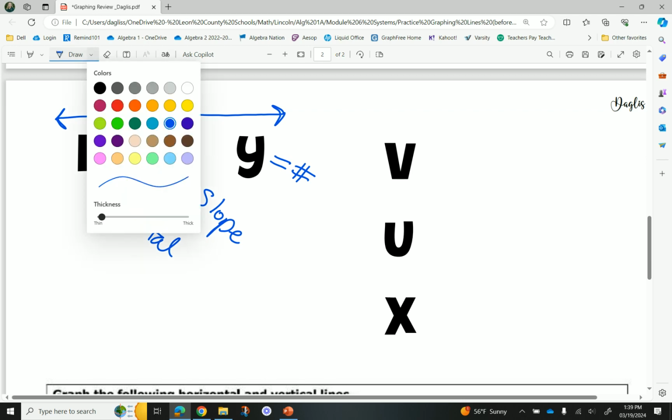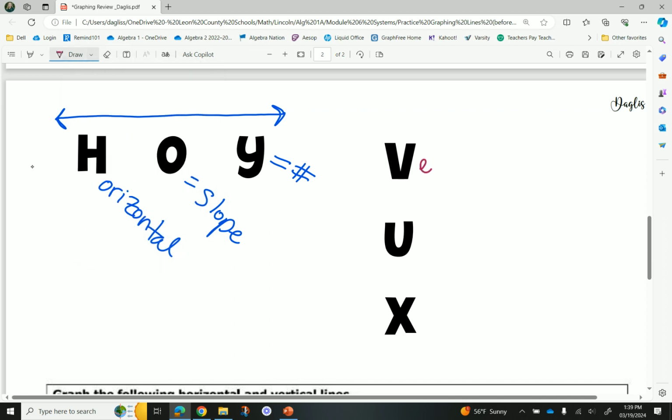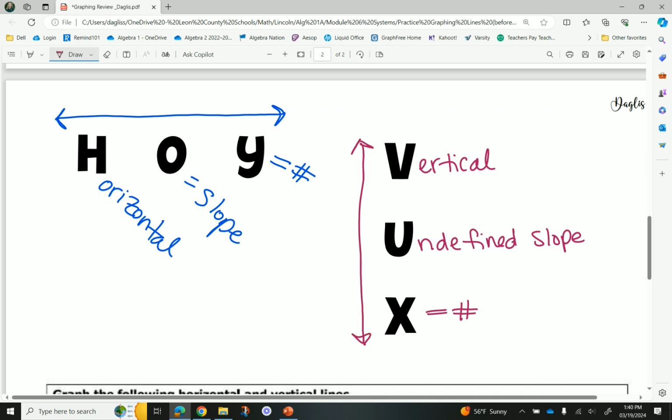Vertical. There you go. And the X. Yep. X is a variable. Undefined slope. It's usually x equals a number. Whatever, x equals 2, x equals negative 4. So x is the only variable, Leland. You can think about that. X is the only variable. So there will be no y. There will only be an x.